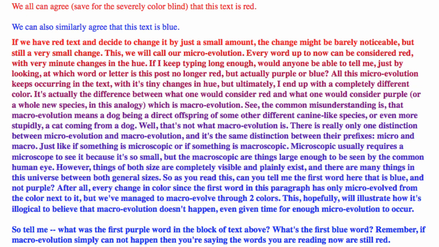So as you read this, can you tell me the first word here that is blue and not purple? After all, every change in color since the first word in this paragraph has only micro-evolved from the color next to it. But we've managed to macro-evolve through two colors. This hopefully will illustrate how it's illogical to believe that macroevolution doesn't happen, even given enough time for microevolution to occur. So tell me, what was the first purple word in the block of the text above?